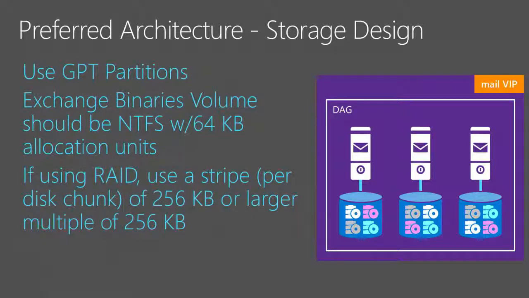We want you to use GPT partitions, and then depending on if you're using RAID or where the binaries are, your formatting will either be a 64K allocation unit size for the binaries, or 256K or larger multiples thereof if you are using RAID. Again, though, RAID would be overkill for Exchange. Just a JBOD configuration is really what we would prefer.